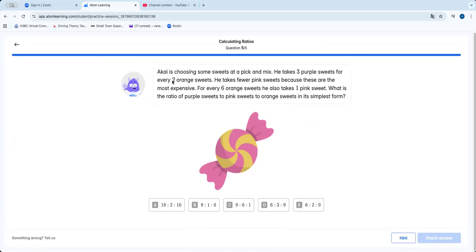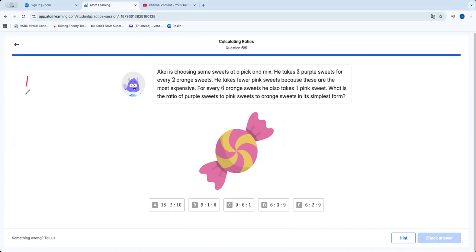A boy is choosing some sweets at a pick and mix. He takes three purple sweets for every two orange sweets. He takes fewer pink sweets because these are most expensive. For every six orange sweets, he takes one pink sweet. What is the ratio of purple sweets to pink sweets to orange sweets in its simplest form? In the 11 plus exam, you could get three ratios, not two. So in these type of questions, you have to calculate it very carefully because you can easily make mistakes.